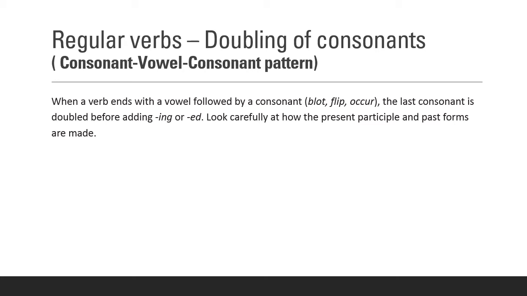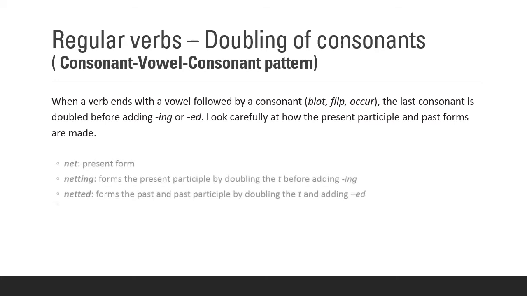Sometimes when a verb ends with a vowel followed by a consonant, the last consonant is doubled before adding ing or ed. So the last three letters of some verbs might be in the pattern of consonant, vowel, and consonant. In such a case, we generally double the last consonant while forming the present participle and the past forms. Let's look at some examples.